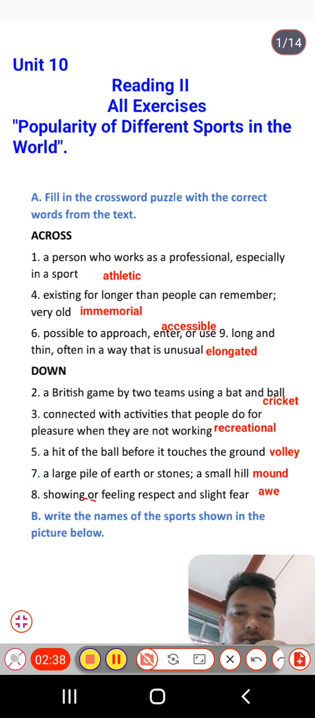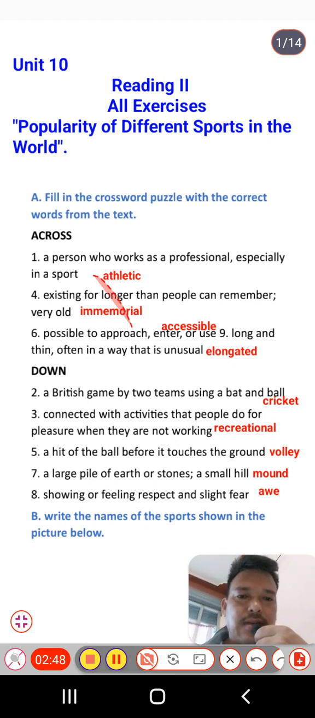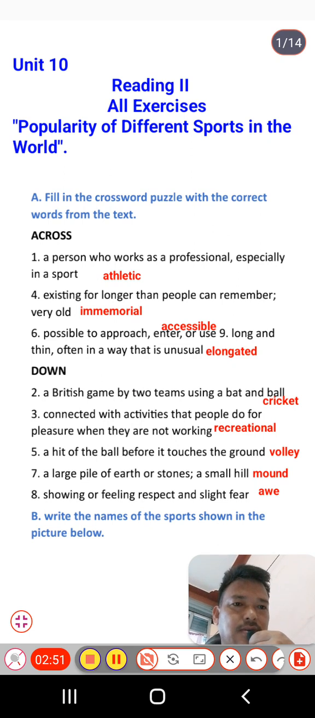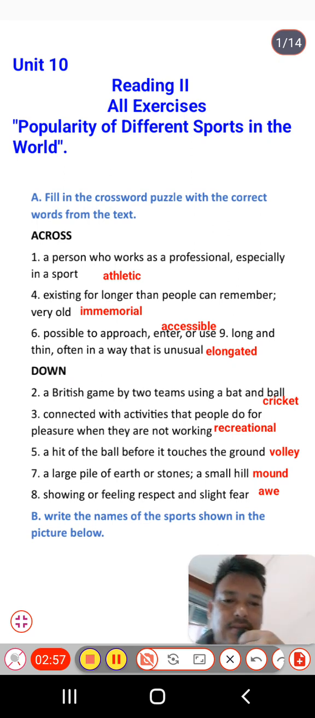And the last one, number 8, showing or feeling respect and slight fear, that is awe. So these are the words that we have to fill in the crossword puzzle, across and downward. And we have the next exercise, that is write the name of the sports shown in the picture below.